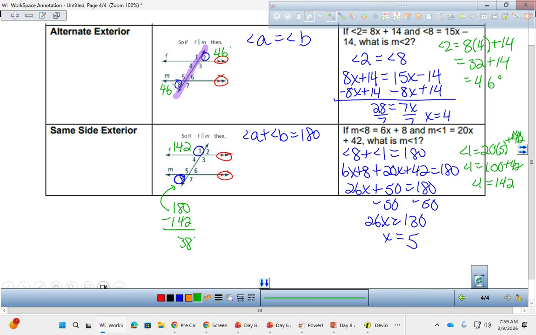So all of the relationships we learned, corresponding, alternate interior, alternate exterior, same side interior, same side exterior, they all have relationships that you can apply to them if lines are parallel. You need to see that symbol. All of the relationships are equal. Angle 1 equals angle 2, except for your same side. Same side is supplementary angles, 180.